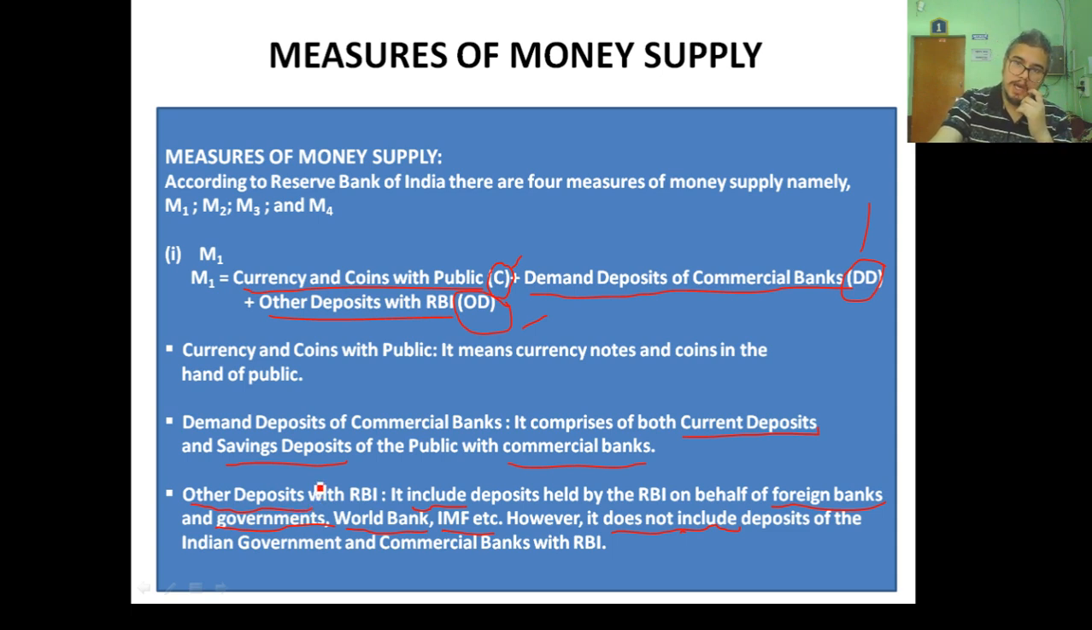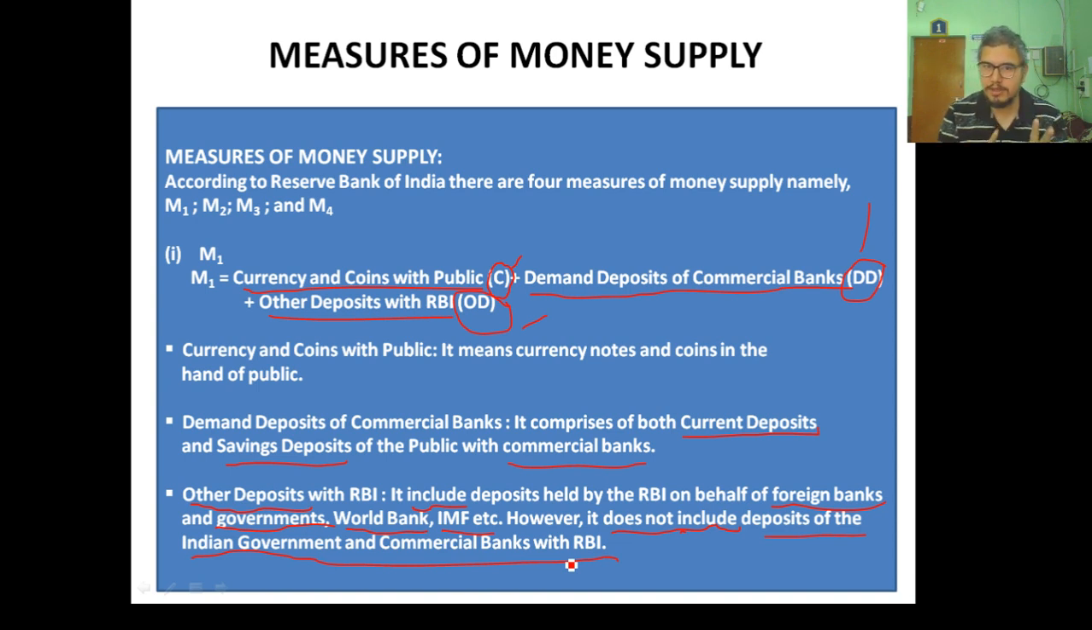But the other deposits with RBI do not include deposits of the Indian government and commercial banks with RBI. It does not include deposits made by the Indian government or the state governments of India and the Indian commercial banks like SBI, Punjab National Bank, etc. Okay, hope you have understood.